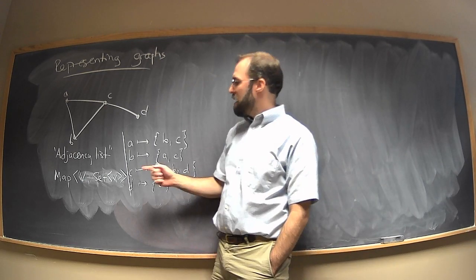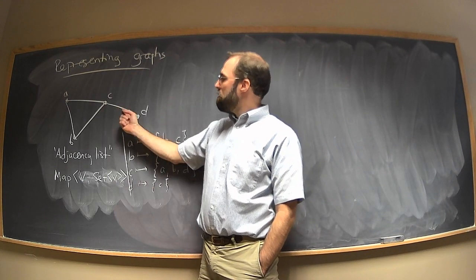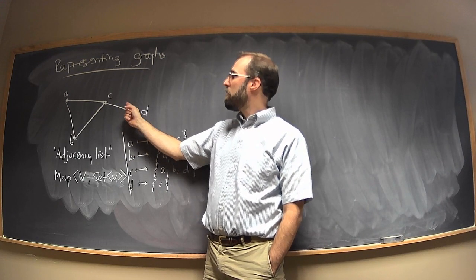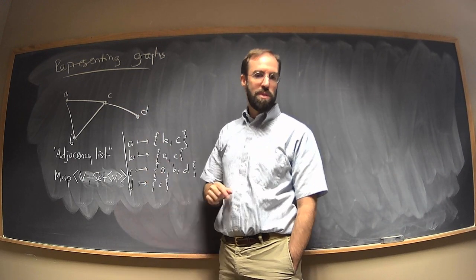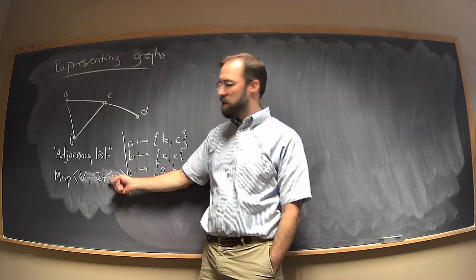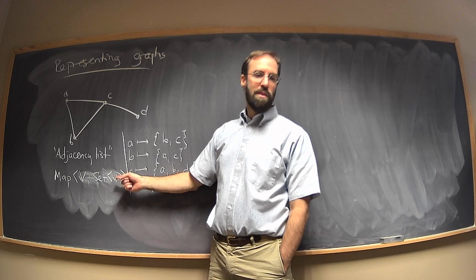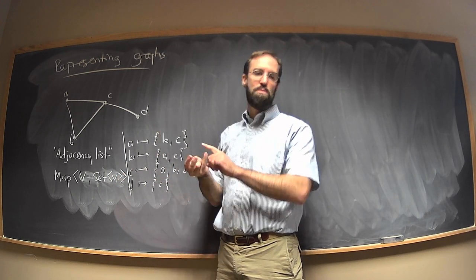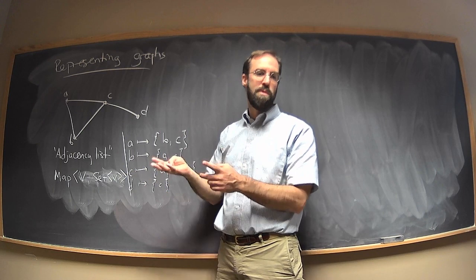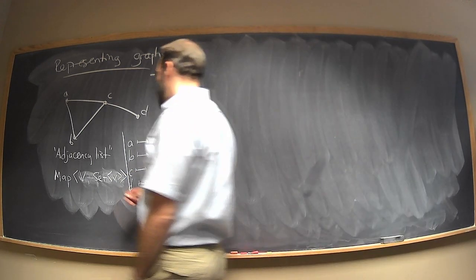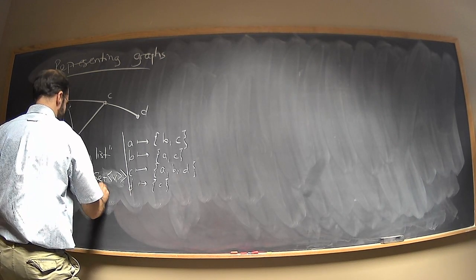And in the case that the edges have weights on them, so sometimes an edge will have a number associated with it, then instead of just a set of vertices, you could have a set of edge objects. Each edge object might store the vertex on the other end of the edge plus a weight or some other information associated with the edge. So I'll just say, or set of edge.